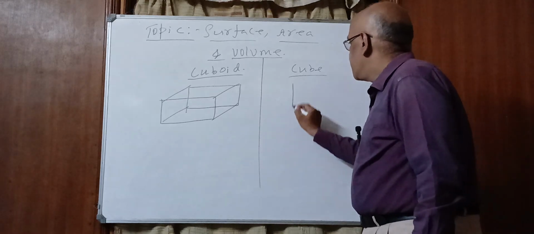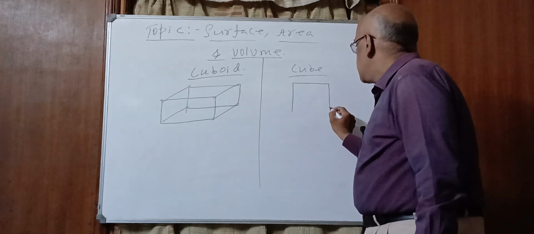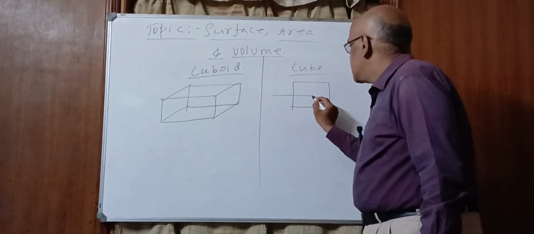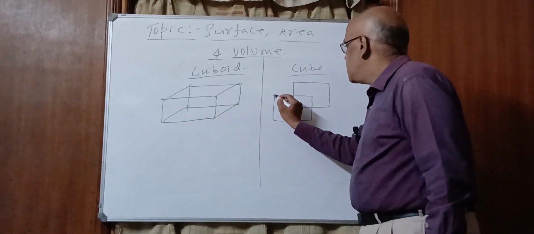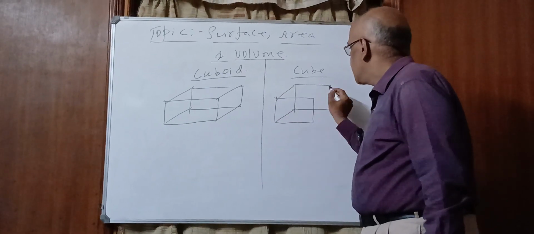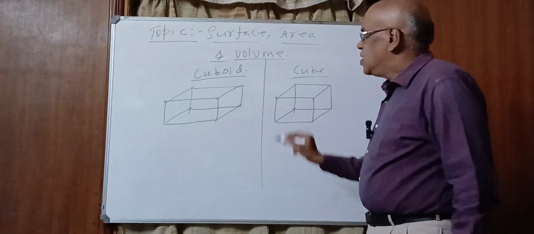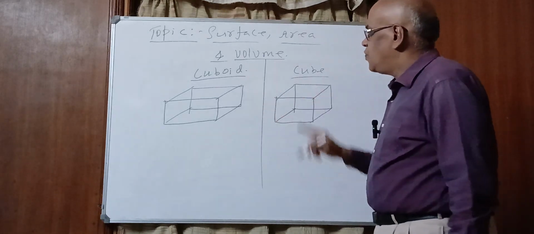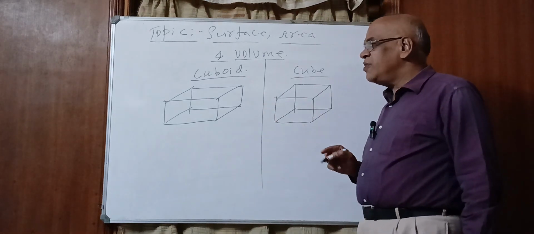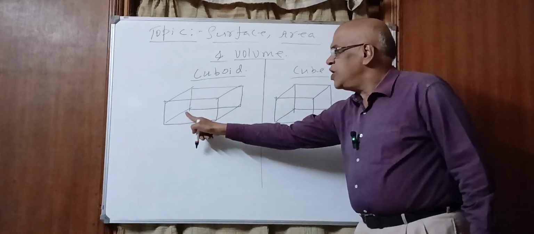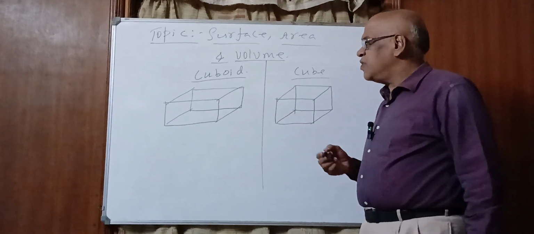What is a cube? Cube or cuboid, both are 3D figures. 3D figures means three-dimensional figures. Isn't it, children? See, this is cuboid, this is cube. Why have I taken them together? Very easy to remember. Scoring topic. You just have to remember the formula, children.